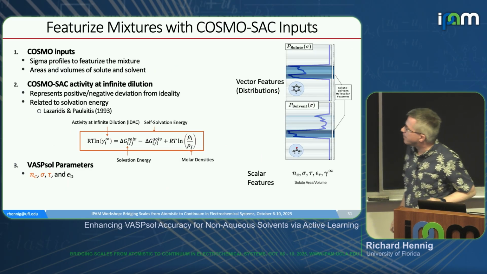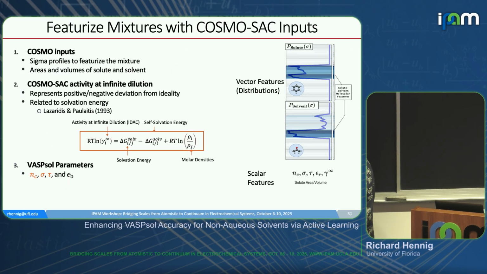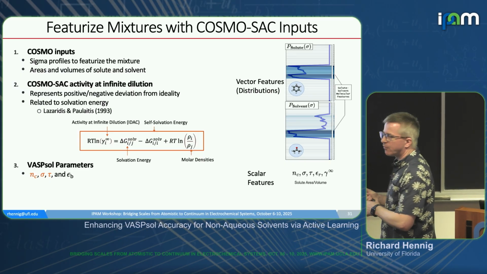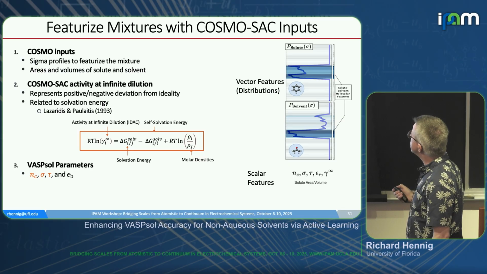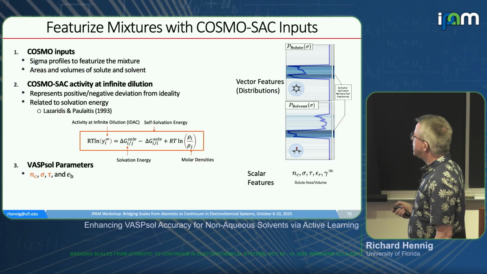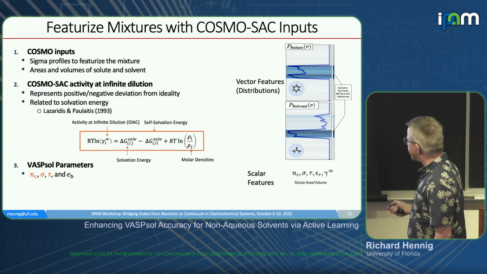So what does that actually look like? We take those sigma profiles to featurize the mixture. For every mixture we're going to try to learn on, we take the sigma profile of the solute and the sigma profile of the solvent, and we'll simply concatenate them. In addition to that, we have a couple other parameters. We have our model parameters, which go in there. Those are the ones we're going to optimize in the end.